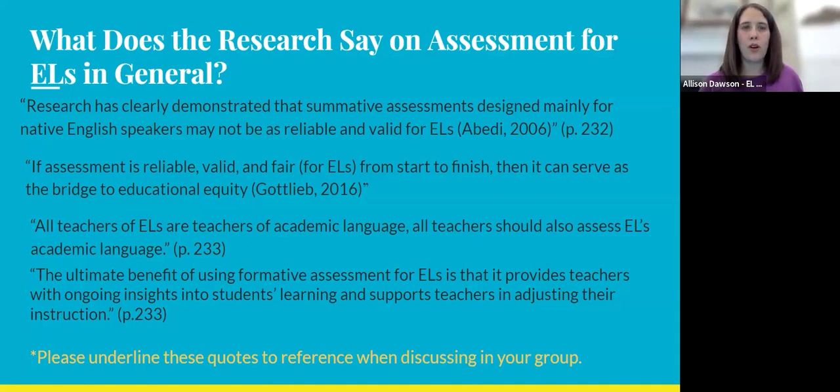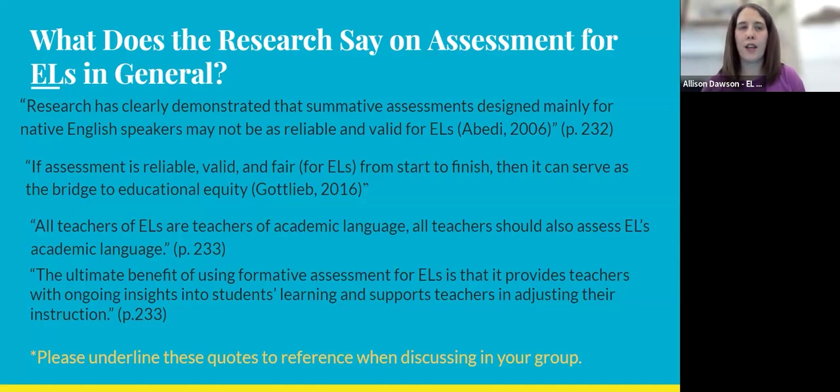The second quote was also on page 232. The last paragraph says, if assessment is reliable, valid, and fair for ELs from start to finish, then it can serve as the bridge to educational equity.